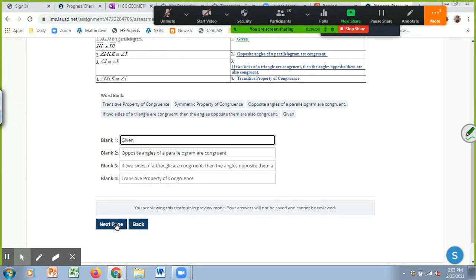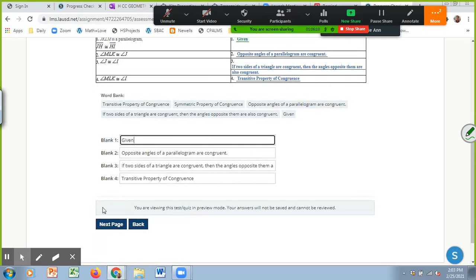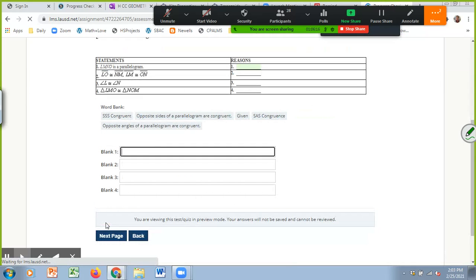Okay, and next page. Yeah, next page. I keep trying to drag it. I don't even know right away how to do it. I was like, how do you do it again? Yeah, me too. Okay, here we go. Next page.